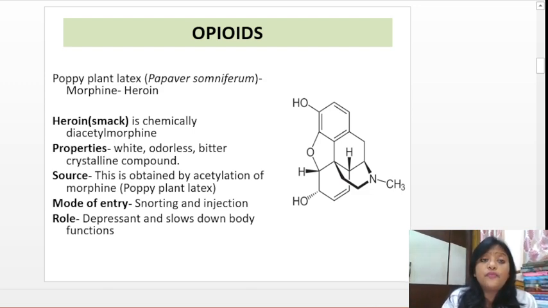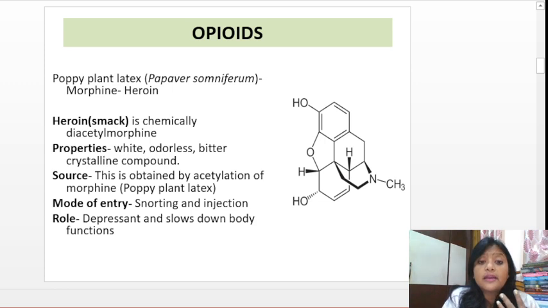Opioids, from where is it obtained? It is obtained from a plant known as the poppy plant, Papaver somniferum. From the poppy plant, morphine is obtained, and then again from morphine, heroin is obtained. So what is heroin?